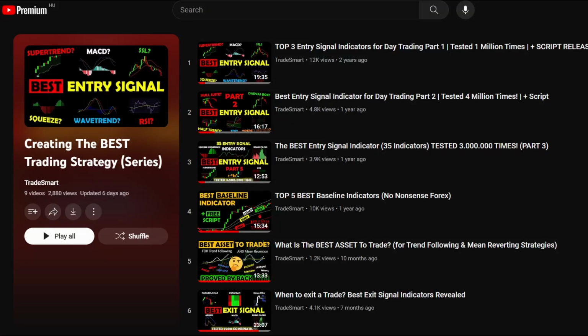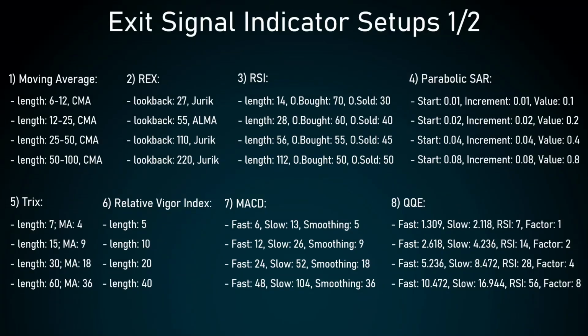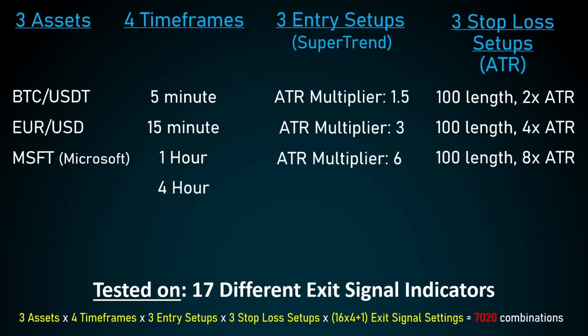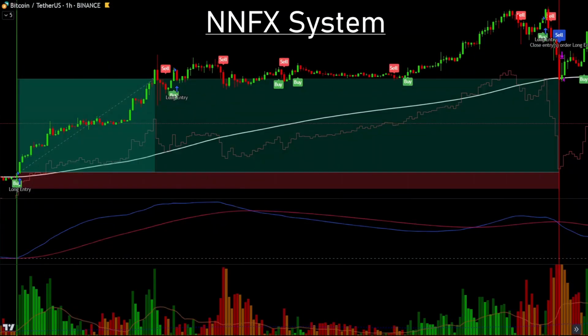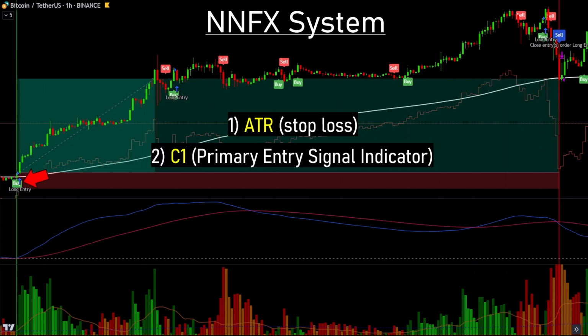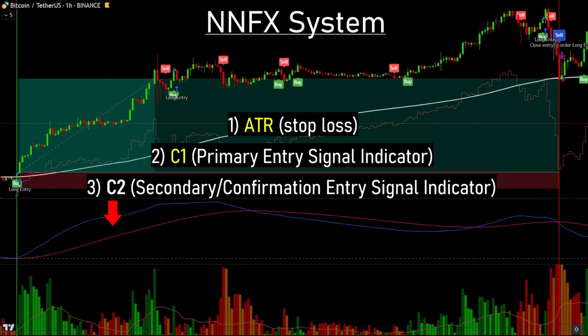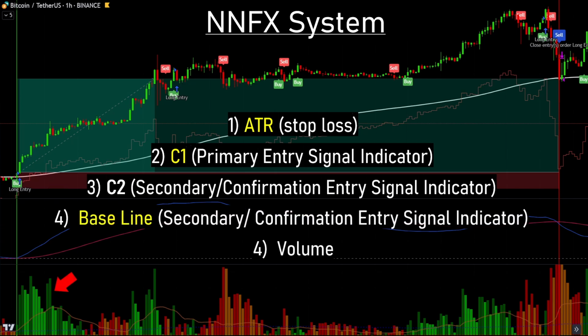In today's video, we will continue the best trading strategy series in which we compare and backtest dozens of indicators for different purposes to find the best ones. If you didn't know, in this series I am following the NNFX trading strategy system, which consists of 5 main indicators: the ATR as a stop loss, a C1 indicator or the primary entry signal indicator, a C2 confirmation indicator, a baseline indicator, a volume indicator, and an exit signal indicator.